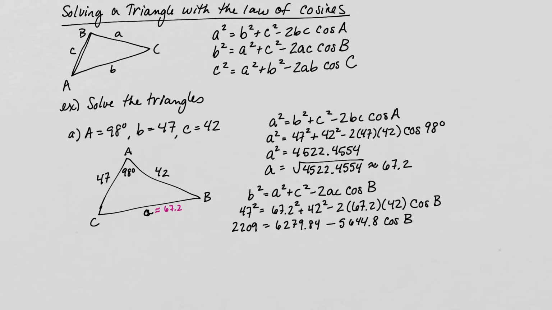And so now, at this point, we want to find the cosine of B. One mistake a lot of people make is they actually do the subtraction. You cannot do this subtraction. This number here, this 5,644.8, is attached to the cosine of B. So you can't subtract it from here because it's multiplied times the cosine of B. But what I can do is subtract the 6,279.84 from both sides.